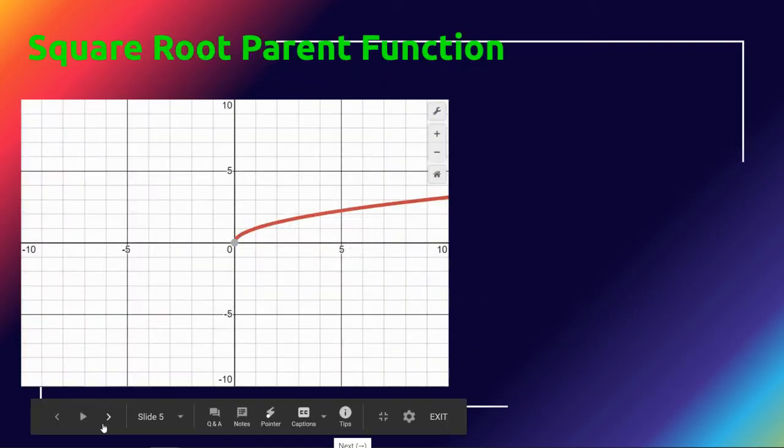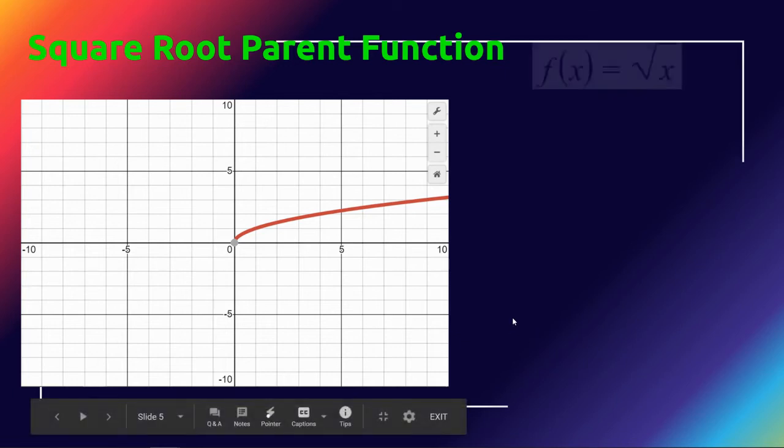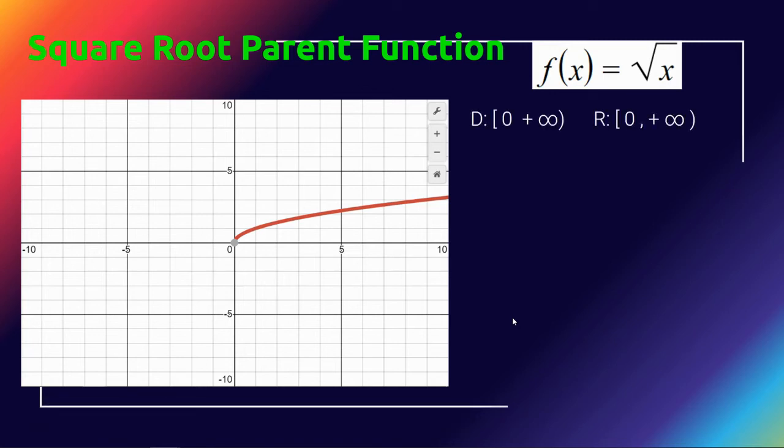A square root parent function is the second equation or function that we'll look at this time. It is a special one because it does have a restricted domain and range. The function equation is f of x equals the square root of x. The domain starts at 0 and goes to infinity. The reason for that is because you cannot put a negative number under a square root and get a real answer. So to be real, we have to keep all the x's positive. But you can put 0 under there, so that one's fine.